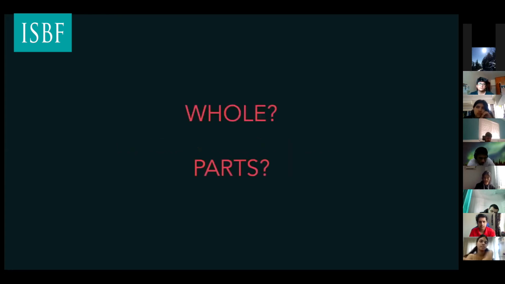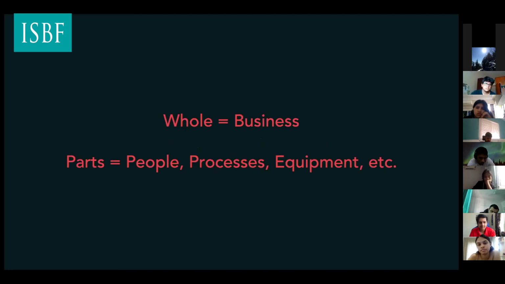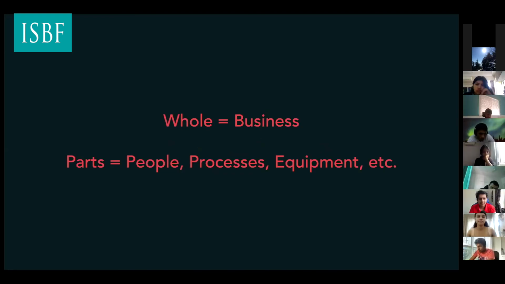Now, coming to whole and parts. What is this whole and parts? If we take the whole as the business, then the parts would be the people, the processes, the equipment, the money, etc. So if the whole was the business, then the parts would be such and such. Of course, you cannot say the business is equal to people plus processes plus equipment plus stakeholders plus money. It's not just that. There are so many different kinds of things that come together and interact with one another to actually bring about what is called a business.